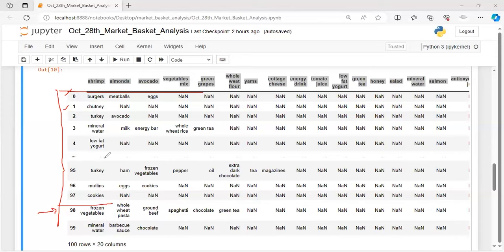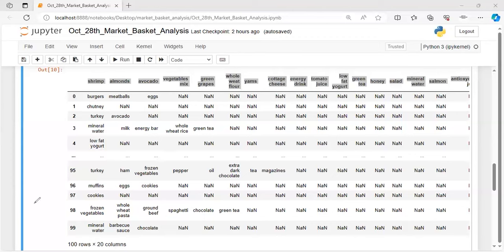Okay, so horizontal, one row would be one sample, and we have to find the relation between each. Correct. We will try to find this relationship. There are many columns, but I don't know, 20 columns only.